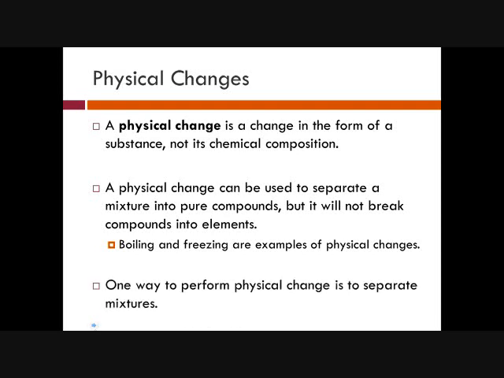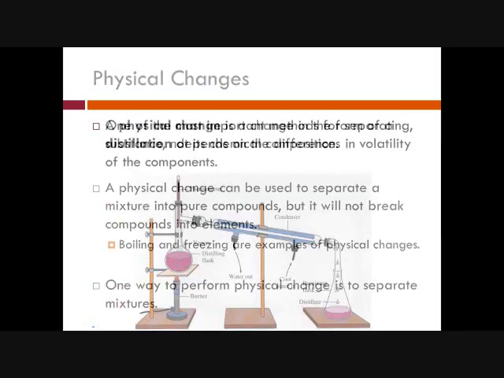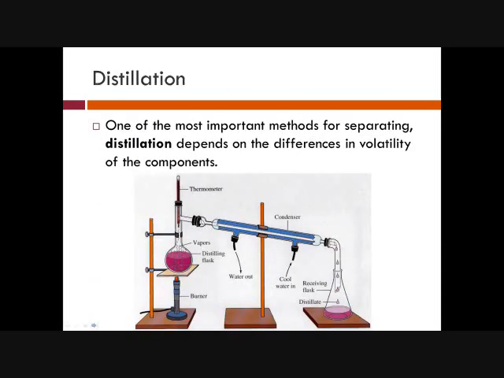Okay. One way to perform a physical change is to separate mixtures. Well, we have a couple different ways of separating things. Some we did in Chem 1 and some you have not done before, but we will do this year too. One of the ways is distillation. So I don't do it in this setup, but this is how we make distilled water in this class.